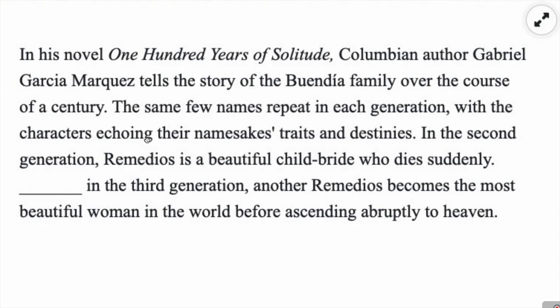Okay, so in the second generation, Remedios is a beautiful child bride who dies suddenly. Blank, in the third generation, another Remedios becomes the most beautiful woman in the world before ascending abruptly to heaven. And so dying suddenly and ascending abruptly to heaven, two ways of indicating the same kind of idea. So we have a similarity. And we also might note that they've kind of foreshadowed this here. So we have this sort of repeating. And so here's something that happens, and here's something else that happens.